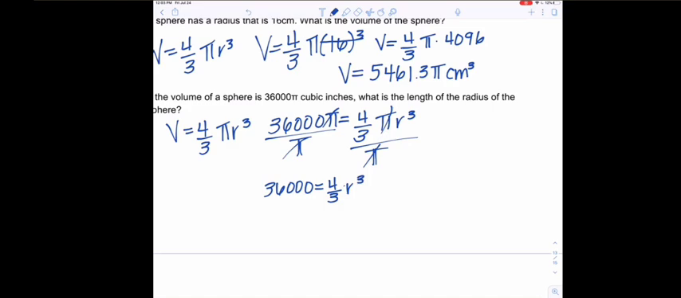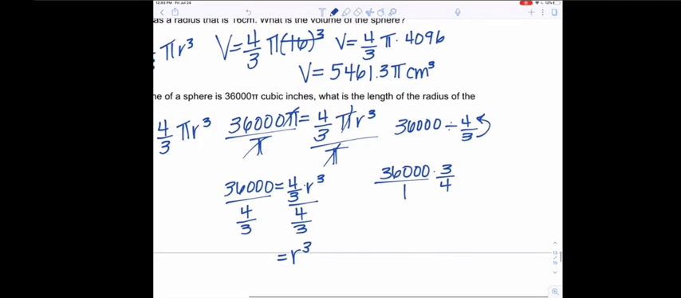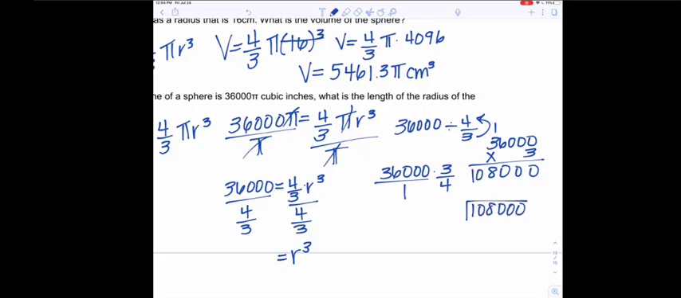Okay, this 4/3 is multiplied, so I'm going to divide by 4/3 on both sides. And I'm going to find what that is and set it equal to r cubed. So 36,000 divided by 4/3. I take the second one and flip it, I get 36,000 times 3/4. So 36,000 times 3, 0, 0, 0. 3 times 6 is 18, carry the 1. 3 times 3 is 9, plus 1 is 10. Okay, and now I'm going to take 108,000, and I'm going to divide that by 4.